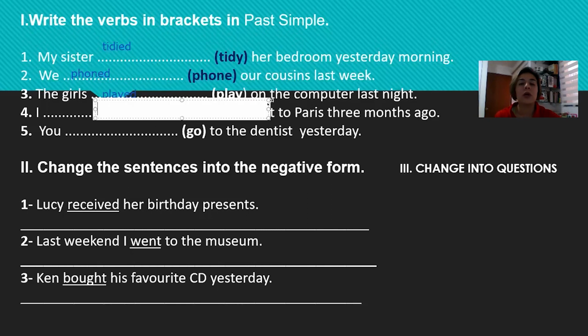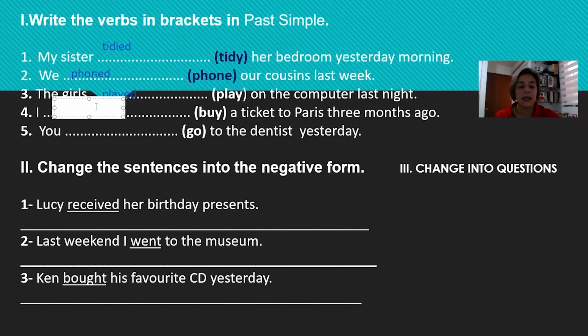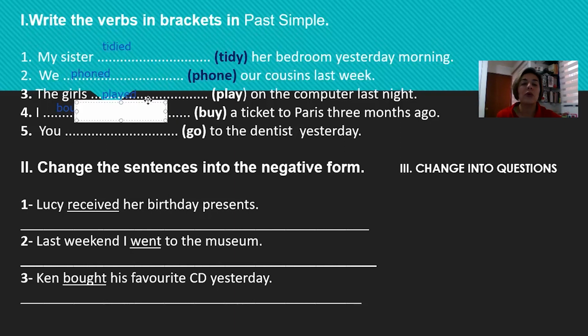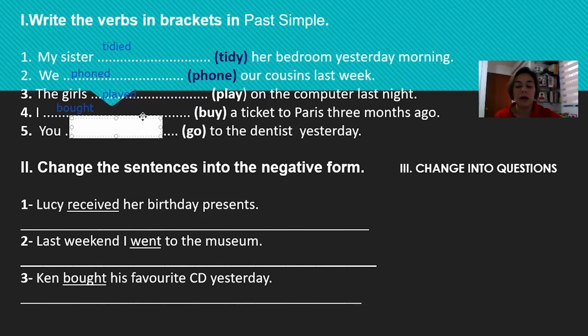Okay, next. What is the past tense for buy? The past tense is bought. Exactly. I bought a ticket to Paris 3 months ago. Okay, go. What is the past tense for go? You already know. We already practiced in the other slices. Okay, went. Yes, you went to the dentist yesterday.